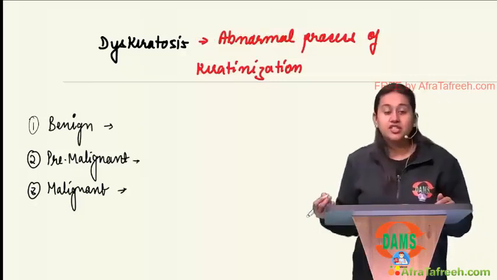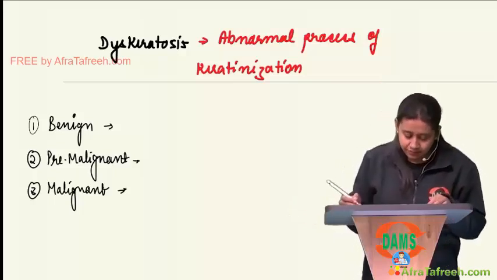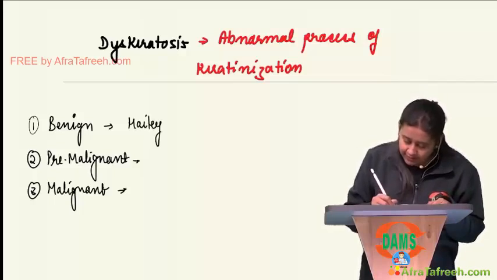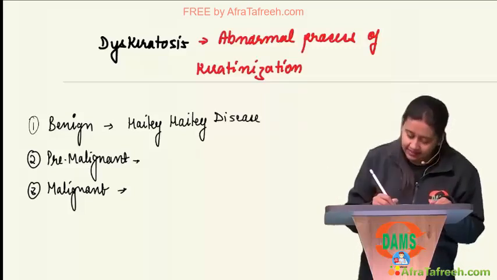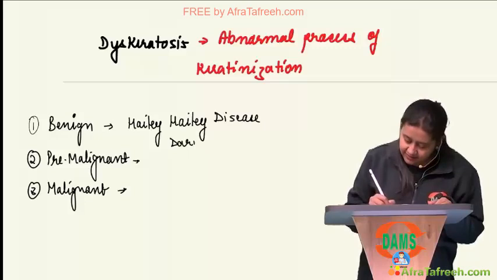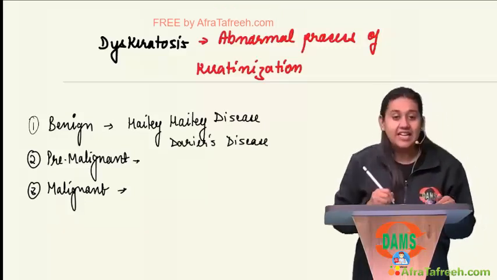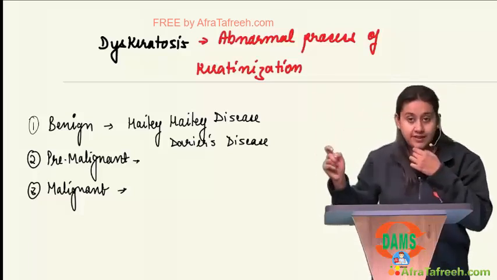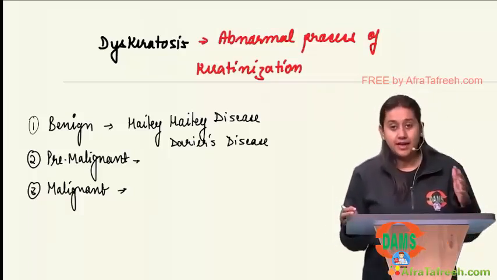The benign conditions of the skin which present with dyskeratosis are Hailey-Hailey disease and Darier disease. They are two benign conditions which show the process of dyskeratosis.